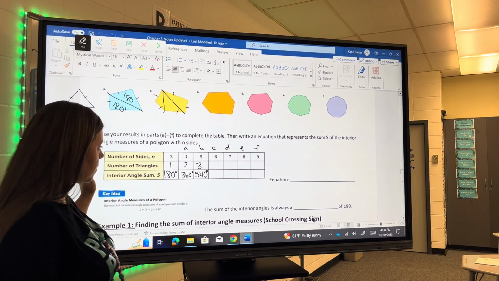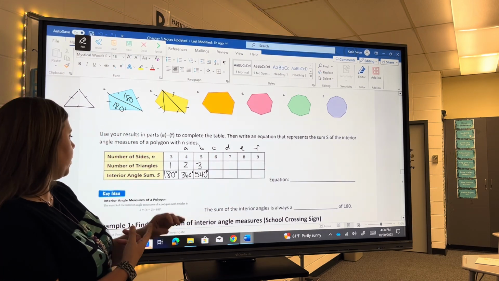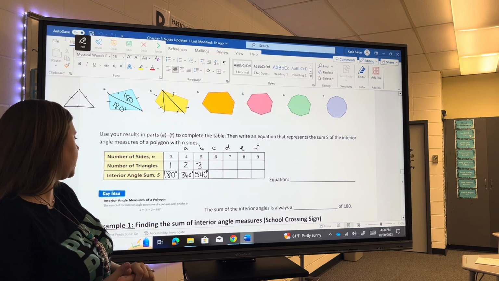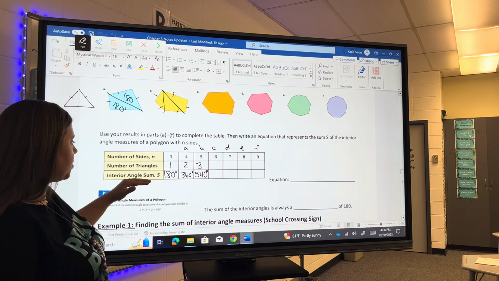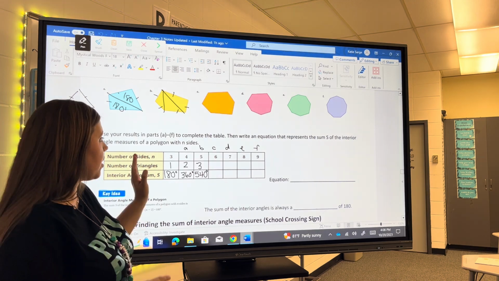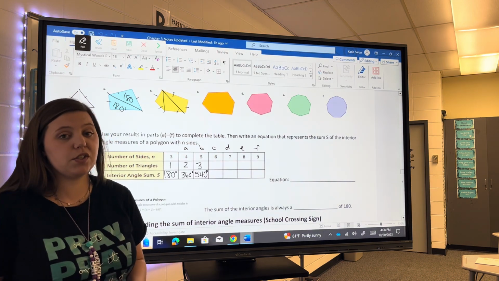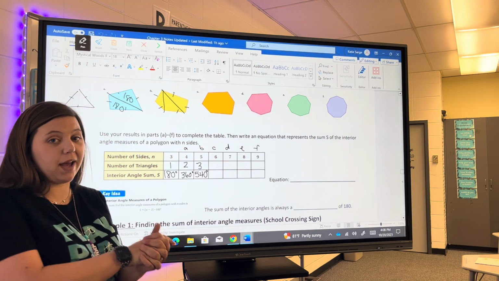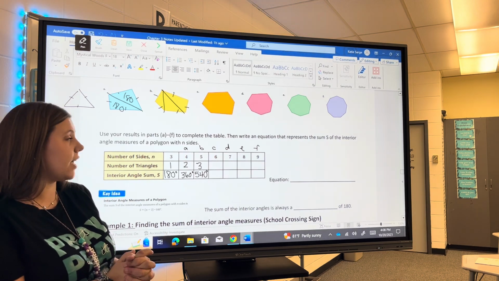Okay, so we're just going to complete the rest of this table with the number of triangles that that shape created and then the interior angle sum. So I want you to pause right here and try to complete it based off of everything we just did. And then come back and check it. Okay?